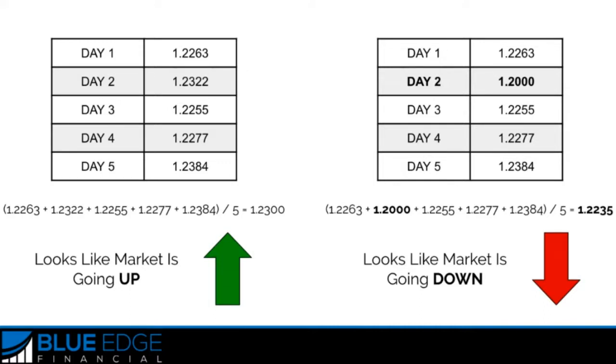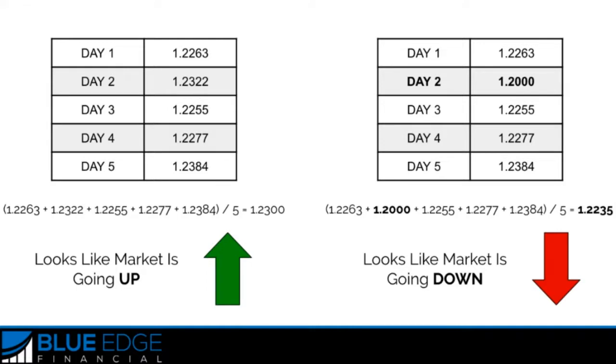Now, this would actually make it look like the market is going down, when in reality, the market is actually going up. But that day 2, that kind of spike in the market, caused the simple moving average to make it look like the market is actually going down. The point I'm trying to make is that sometimes the simple moving average might be too simple. But like I said, the good news is there's a way to filter out these spikes in the market, and that's through exponential moving average.